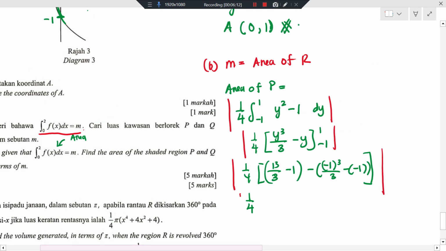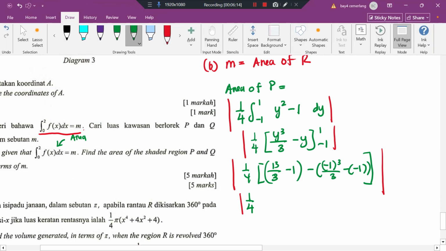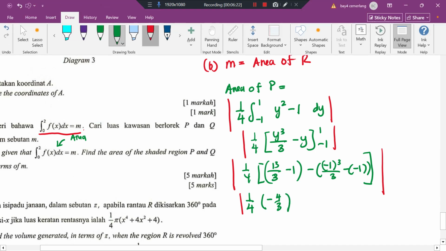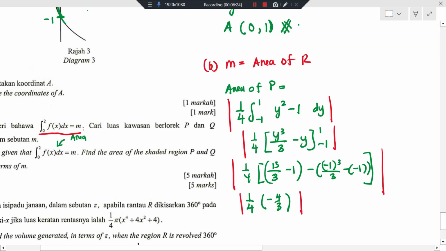Modulus here. So 1 over 4. So it becomes negative 4 over 3. And then don't forget, close your modulus. So 4 over 3 times 1 over 4. I'm getting 1 over 3 unit square. Okay, that is the area of P only.